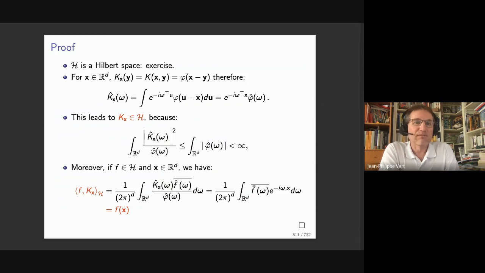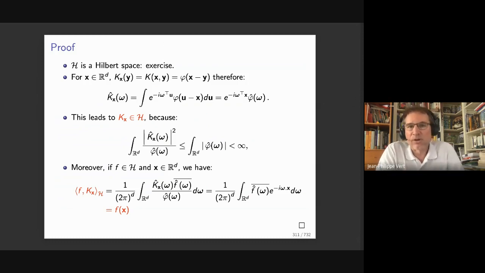So to prove that this is the RKHS, we need to prove that H is a Hilbert space of functions, then that Kx is in H for any x, and then that the inner product of f with Kx is equal to f of x for any f and any x. The fact that we have a Hilbert space of functions, I will not prove. There is nothing super interesting there. It's just true. You can try to prove it by yourself.